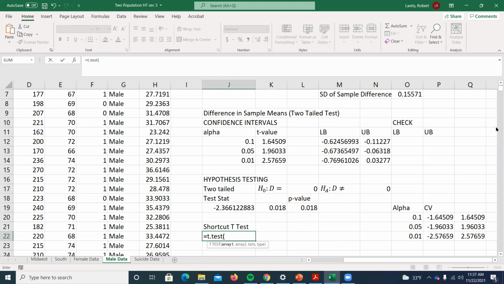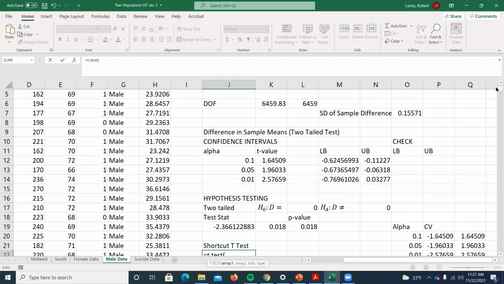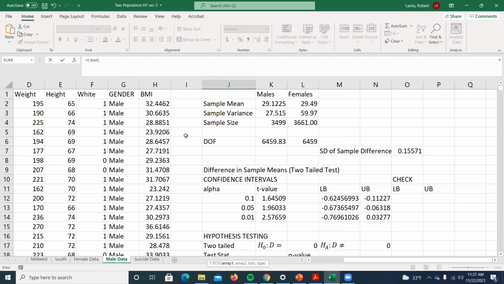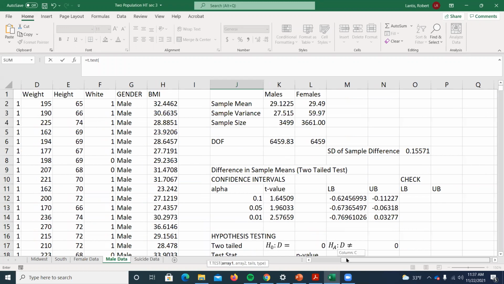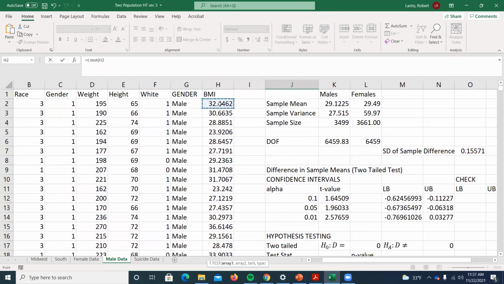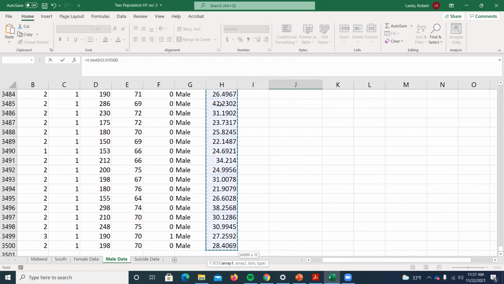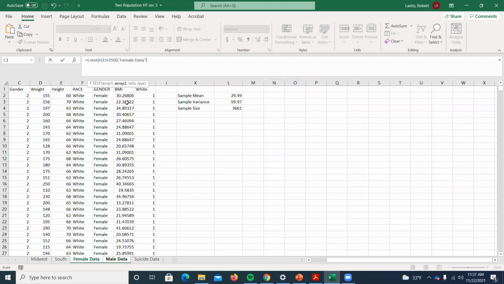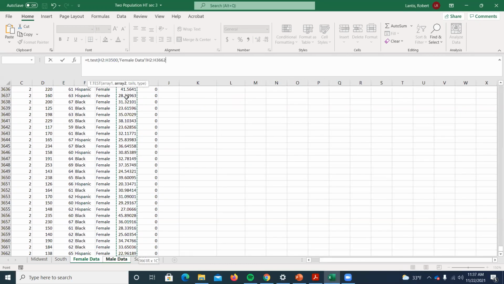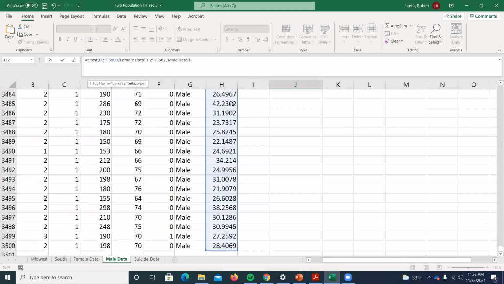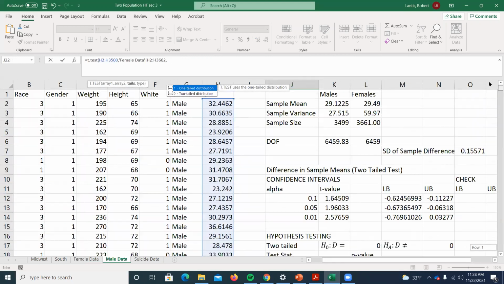So instead of calculating the sample mean, sample variances, sample sizes, doing all the work, what you could do, so here, that first array, I'm going to select male BMI. Okay. And then here, I'm going to put a comma. The second one was this female data, which was on a different sheet. So I'm going to select that. Okay. And then I'm going to put a comma. I'm going to go back to the male data. I don't want that reference in there, so I'm just going to delete that real quick. I just want to show you as I'm typing this function out.